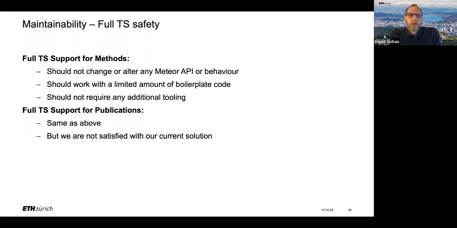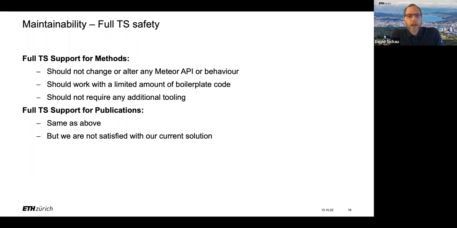And there we have several preconditions. One was that the TypeScript support for methods should not change or alter any Meteor API or behavior. We don't want to go into the internals. It should be put on top of it. It should work with a limited amount of boilerplate code. So we don't want to have lots of boilerplate code in all our methods, but reduce it to as few lines of code as needed. And it should not require additional tooling like compile steps or transform steps or anything else.